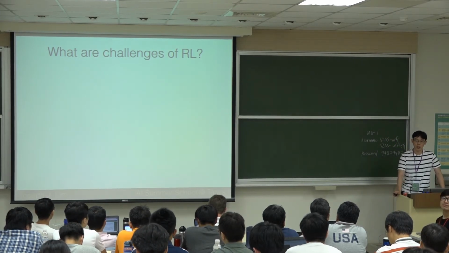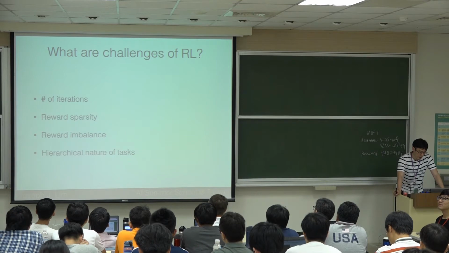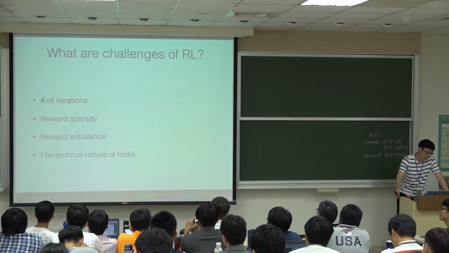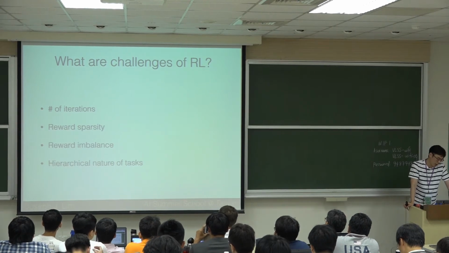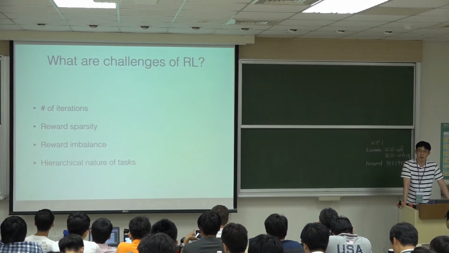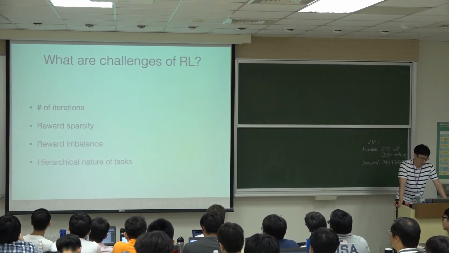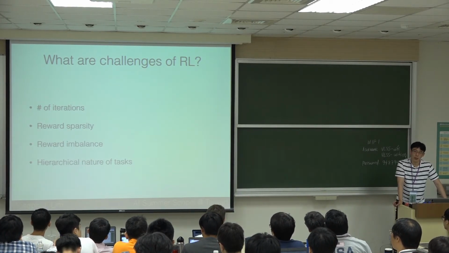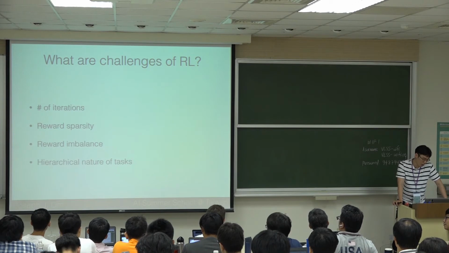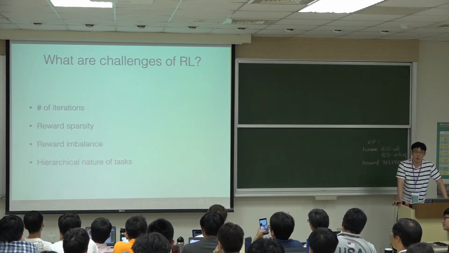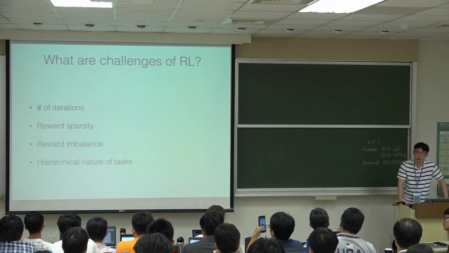If there's no more, I will also talk about what I meant here. So I think all of these came up except the last one. The number of iterations, we talked about it, and reward sparsity. The more sparse the reward is, the harder it is to train, and there's reward imbalance or this engineering issue. And the last one is the hierarchical nature of the task. So many tasks in the real world have a hierarchical structure.